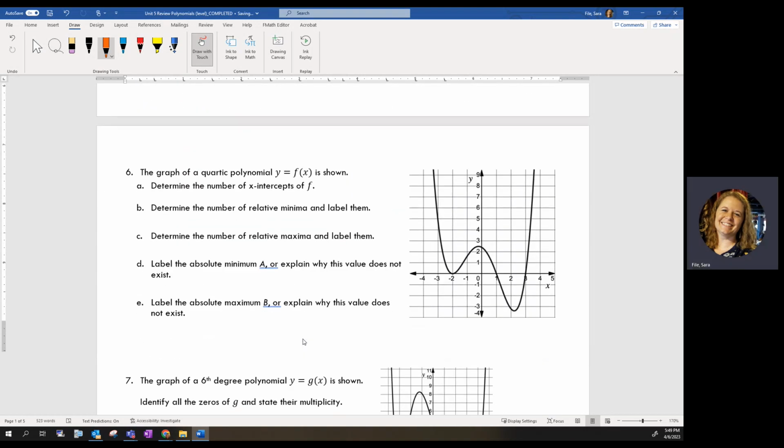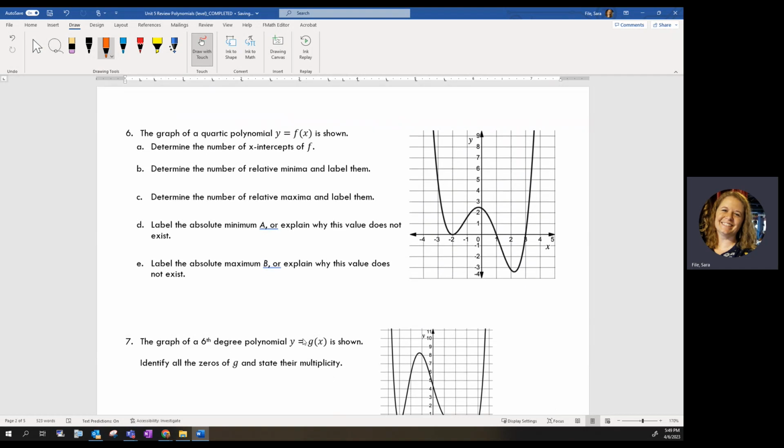All right, in number 6, we are given a graph of a quartic polynomial. They're calling it f of x. They want us to determine the number of x-intercepts. Okay, so x-intercepts are how many times it actually touches the x-axis. So there are 3 of those.